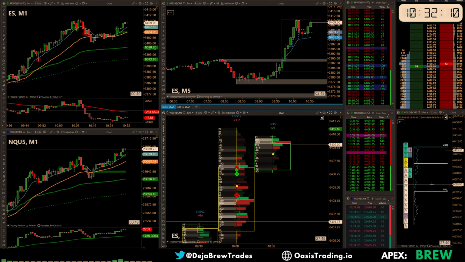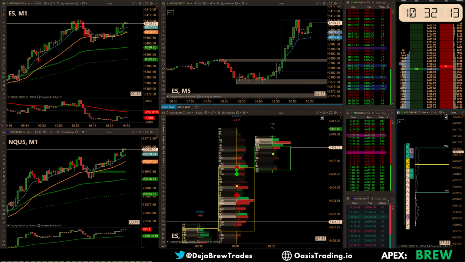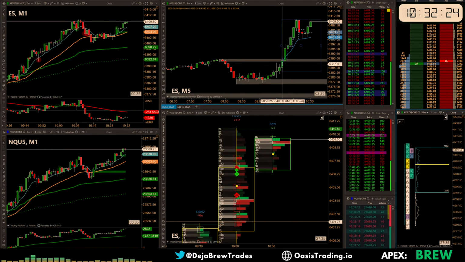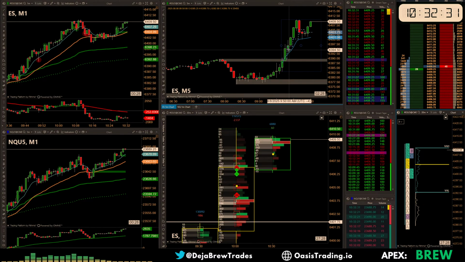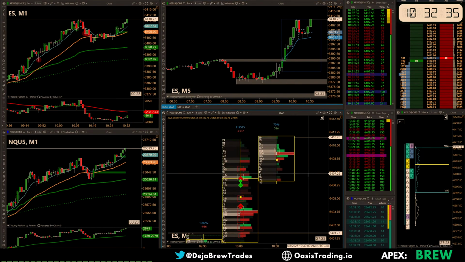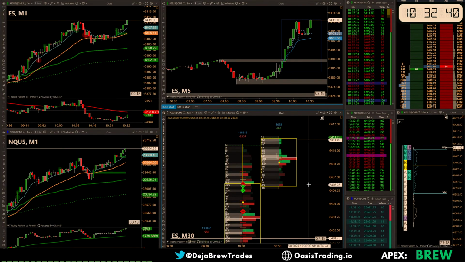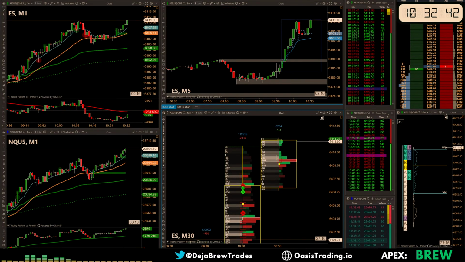All right, let's see here. We do have some single prints going down to 403. Yeah, the solid blue line is the anchored VWAP, and the dashed line is the dynamic POC. They're both originating from the breakout where we started to break balance initially.